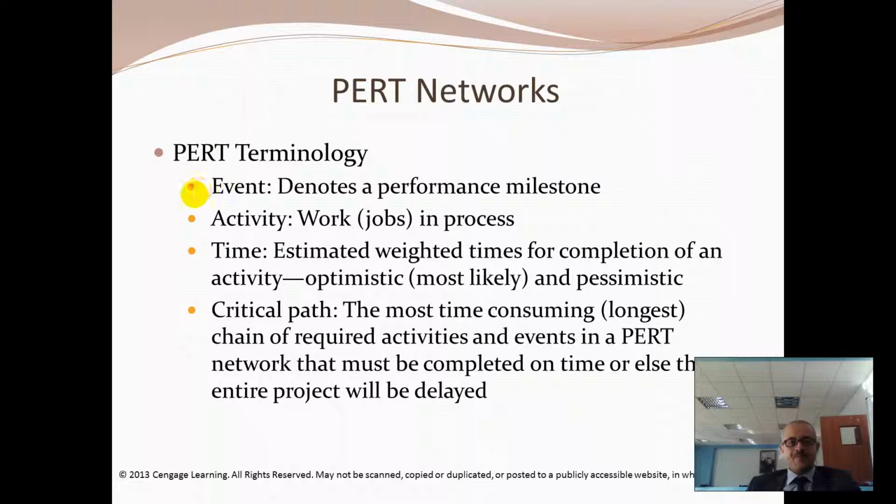Pert Network, these are the terminologies. We have an event, and this denotes a performance milestone. So an event is one of the milestones. An activity is a work or a job in the process. Time, you guys know what time is? Time is the estimated weighted time for completion of the activity. And it is 3 types. We have the optimistic, which is the most likely, and we also have the pessimistic, which is the least likely.